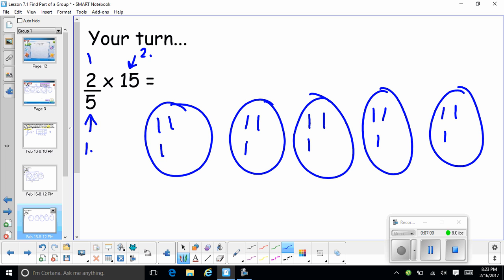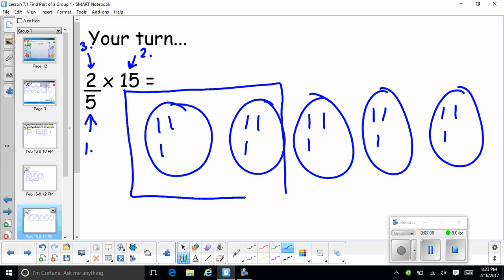Then step 3 is looking at our numerator, and that tells us how many we want to box off. I'm going to count what's inside. So I have 3 plus 3 equals 6. And so my answer is 6. Once you have this copied down, continue to hit play.